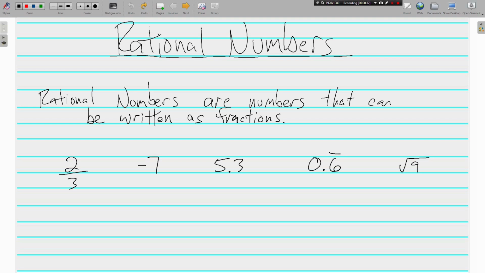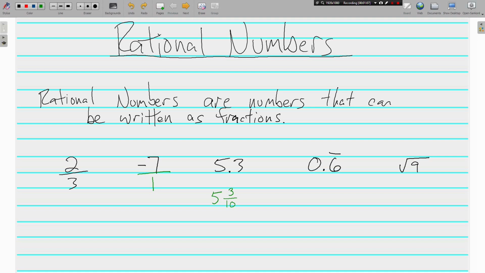-7 can also be written as a fraction. We just take any number and put it over 1. -7 divided by 1 is -7, but here it is in fraction form, so it's rational. 5.3 or 5 3/10 can be rewritten as a fraction or as a mixed number, 5 3/10.